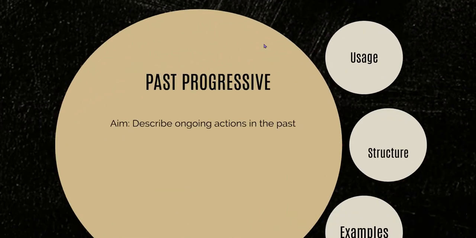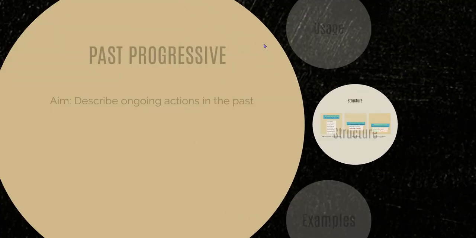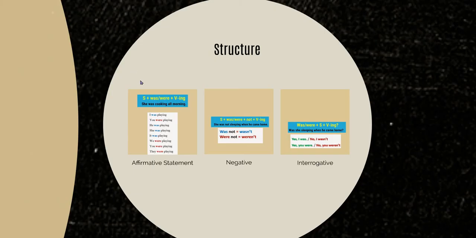Now, let's continue checking the structure. In the affirmative statements, we need a noun, the verb to be in past, and a verb with ing form, plus a complement. So here we have two different forms. We will check them. Now let's see the example. She was cooking all morning.